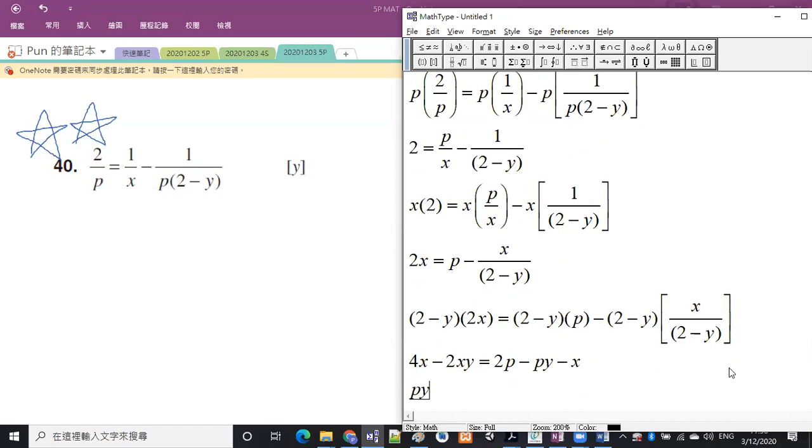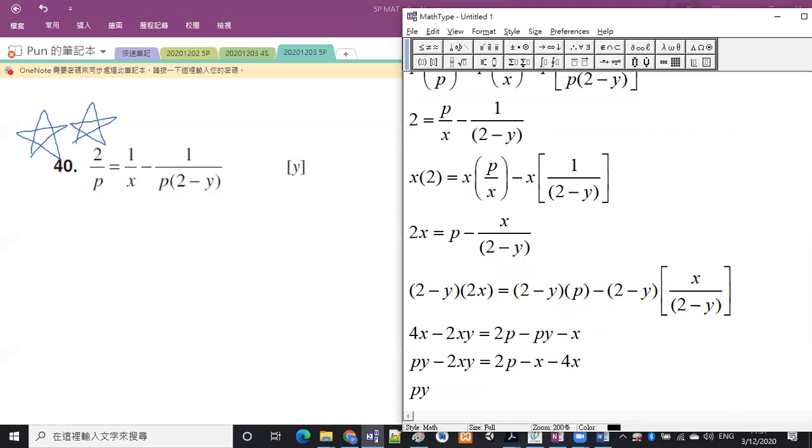So this py. This p minus py is moving to the left, becomes positive py, and we still have minus 2xy on the left, and then we have 2p on the right, minus x on the right, and we also have this 4x moving to the right, becomes minus 4x, okay? Just notice that these two terms, minus x and minus 4x, are like terms that can be calculated. So I just calculate the like terms first. It's 2p minus x minus 4x becomes minus 5x.